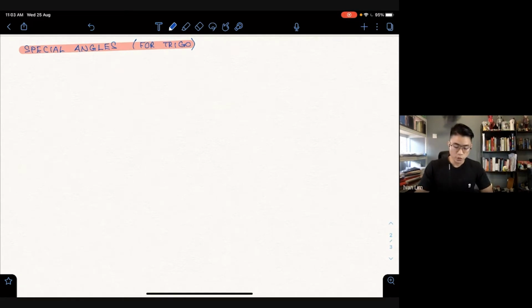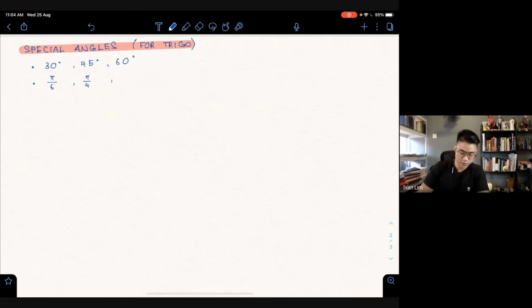So what are special angles? We want to find the exact value for these three angles: 30 degrees, 45 degrees, and 60 degrees. We want to find the sine, cos, and tangent for these three particular angles. Or if we write it in radian, it is pi over 6, pi over 4, and pi over 3.